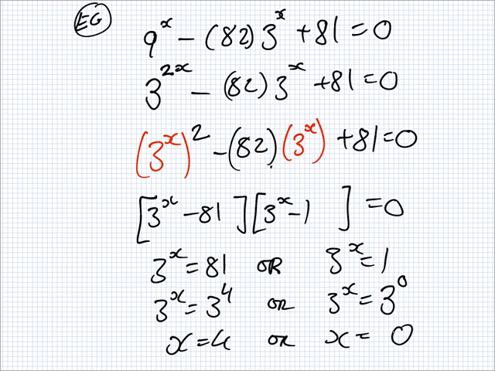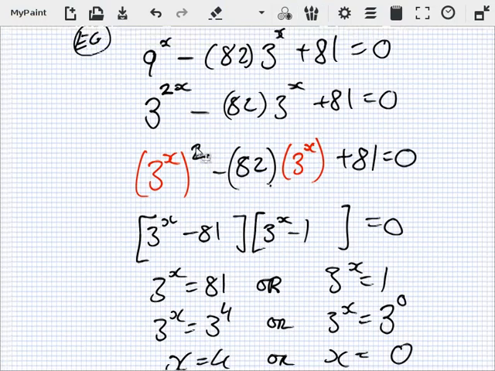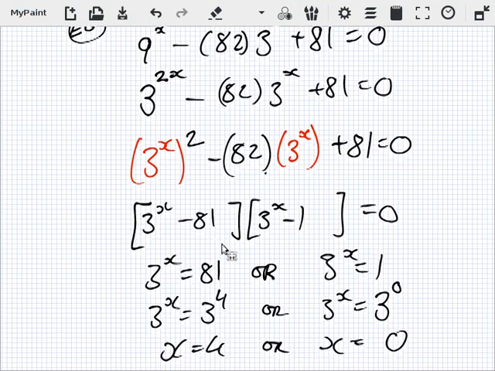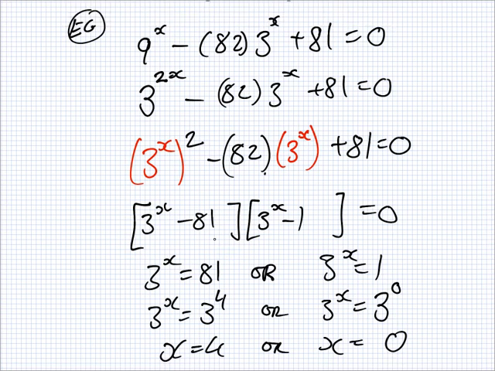With powers, like, with 0 work? Yeah. 9 power 0 is 1. 3 power 0 is 1. Okay. 1 minus 82 is minus 81, plus 81 is 0. Yeah, you're right. I forgot to take into consideration that they were not given. Is that okay now for you?